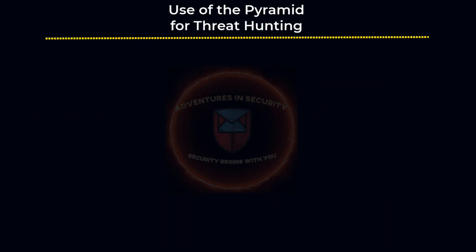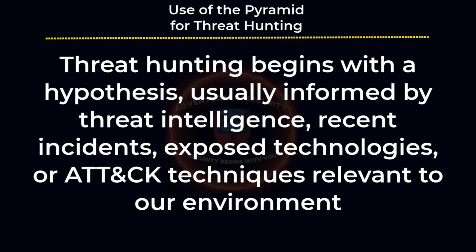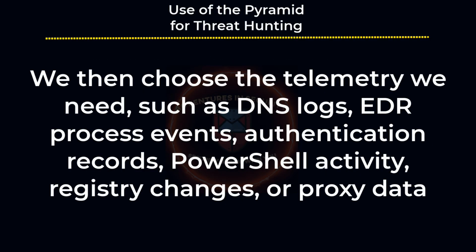Threat hunting is where the upper half of the pyramid becomes especially important. NIST describes threat hunting as an active means of defense that searches for indicators of compromise and detects, tracks, and disrupts threats that evade existing controls. That makes threat hunting different from ordinary alert triage. In a hunt, we are not waiting for a signature to fire. We begin with a hypothesis, usually informed by threat intelligence, recent incidents, exposed technologies, or attack techniques relevant to our environment. Then we choose the telemetry we need, such as DNS logs, EDR process events, authentication records, PowerShell activity, registry changes, or proxy data.